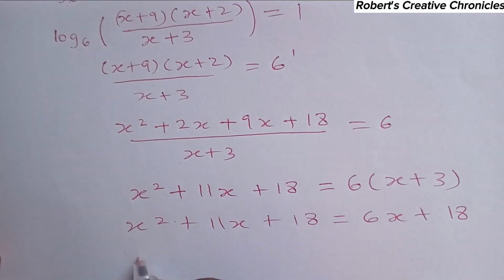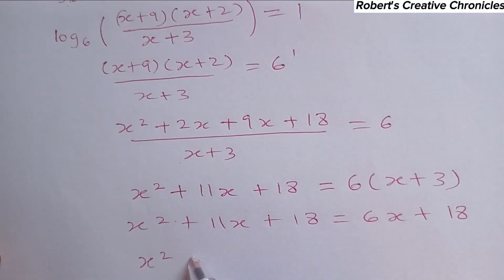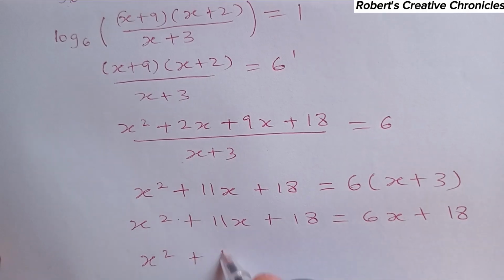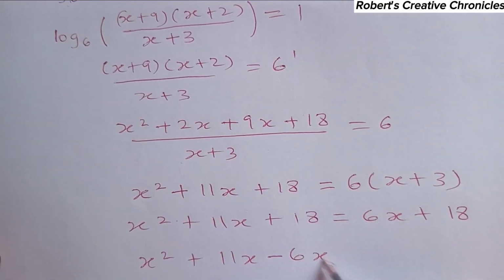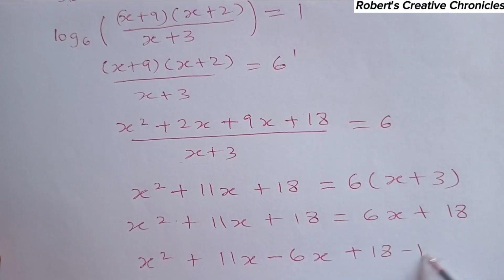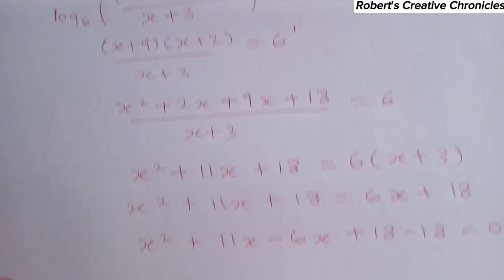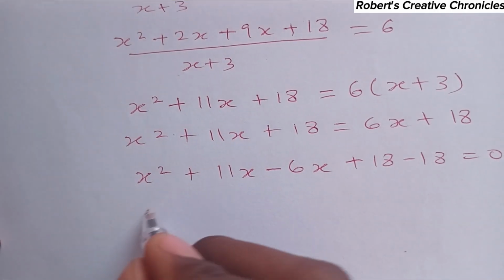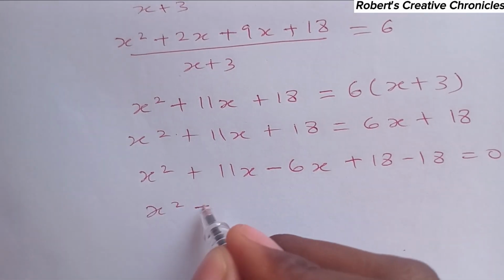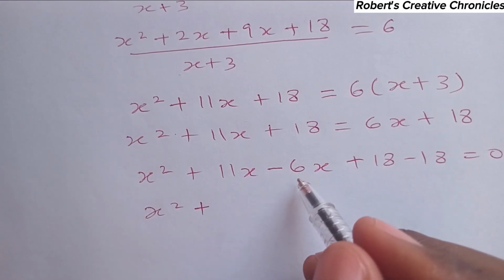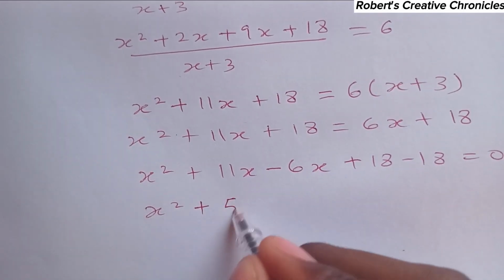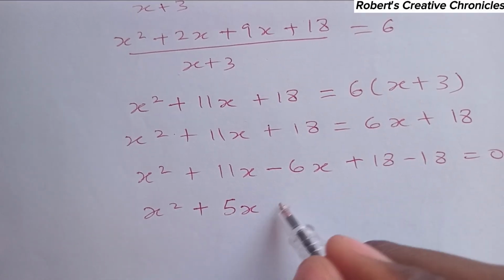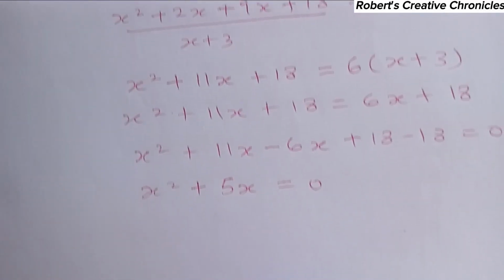Then we collect like terms. So it will be x squared plus 11x minus 6x plus 18 minus 18 equals 0. So this becomes x squared, and 11 minus 6 is what? 5. So 5x equals 0.